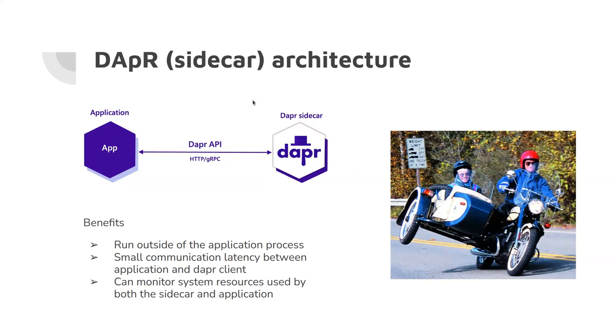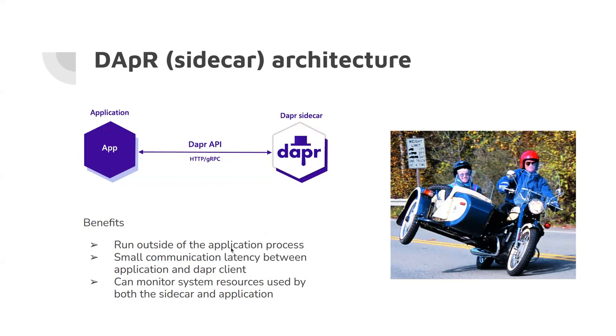Sidecar architecture has all advantages. The benefits are it runs outside the application process, so it doesn't affect the application process. It's a small, lightweight Dapr client. It also provides a really small communication latency between the Dapr client and the application itself, because it's running on the same virtual machine, just side by side. Also, Dapr provides a monitor. It can help with monitoring the system resources as it runs on the same virtual machine on the same processor.